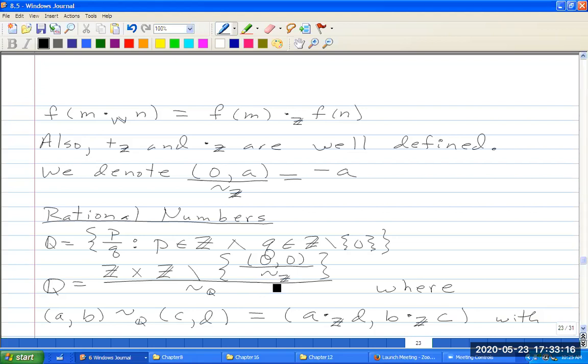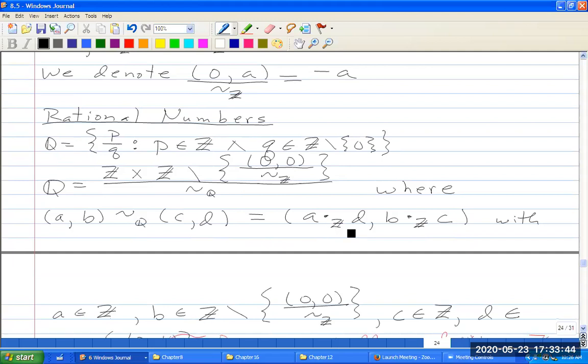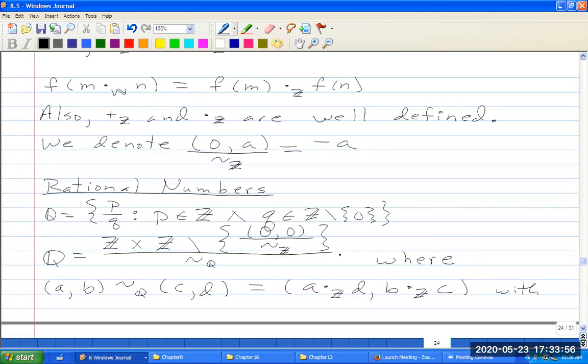And I quotient this with the equivalence relation for the set of rational numbers, where A, comma B is equivalent to C, comma D. This rational equivalence relation is that A times D, comma, B times C. That's not clear. Okay, there. That sounds much better.